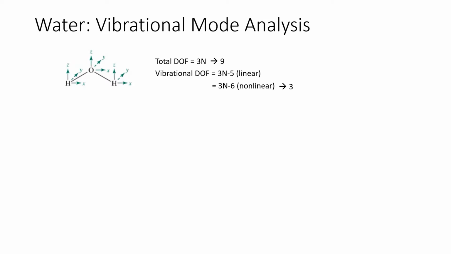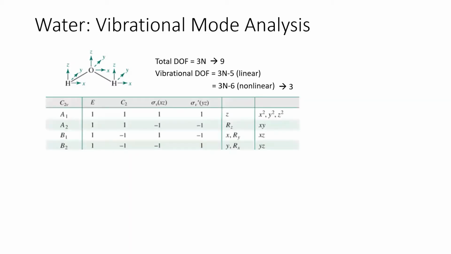Let's start out with water. Water has 3 atoms, 9 total degrees of freedom, and 3 vibrational degrees of freedom. But how can we match them up to each reducible representation? The point group of water is C2V, and we must find a reducible representation for all motions of water.